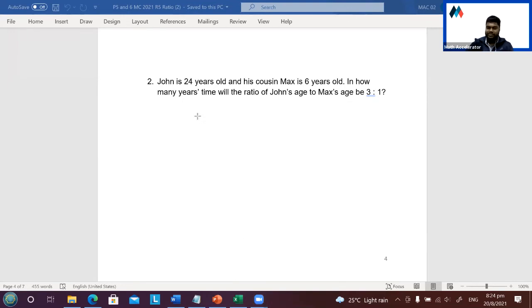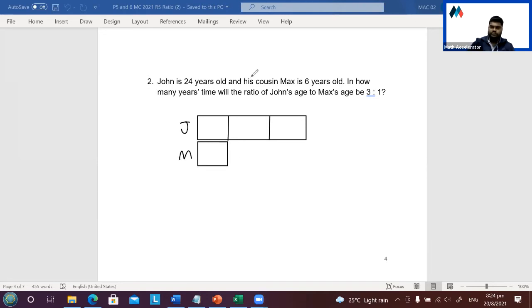So quickly draw a little model here. Okay, so John, 3 units. And Max, 1 unit. Okay, so I'm more interested in the difference. So difference here is 2 units, right? So I'm going to ask the class now, what does this 2 units equal to? Can y'all type in the chat? What does the 2 units equal to?